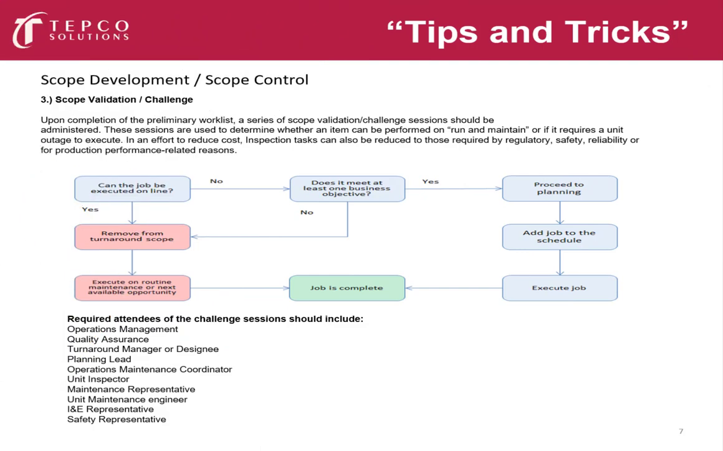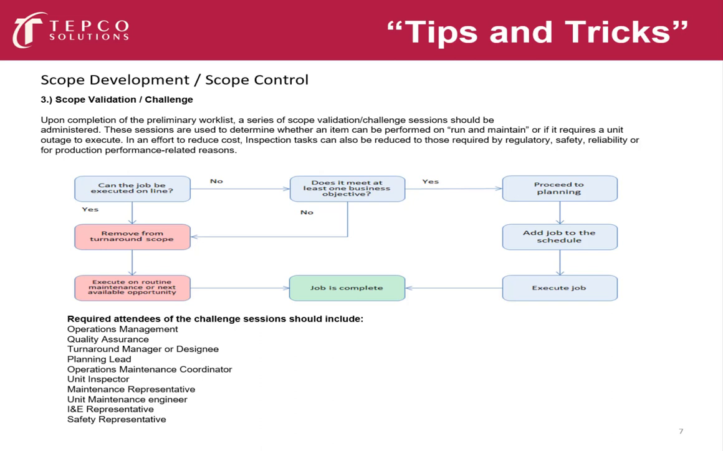Okay, and then we're going to move into the scope validation or scope challenge phase. This is phase three. Once the preliminary work list is accomplished, a series of validation challenges or sessions or meetings should be administered. These are to determine whether or not an item can be performed on regular run and maintain, or if it requires a unit outage to execute. In an effort to reduce costs, inspection tasks can also be reduced, as we mentioned here, to those required by regulatory, safety, reliability, production, performance-related reasons.